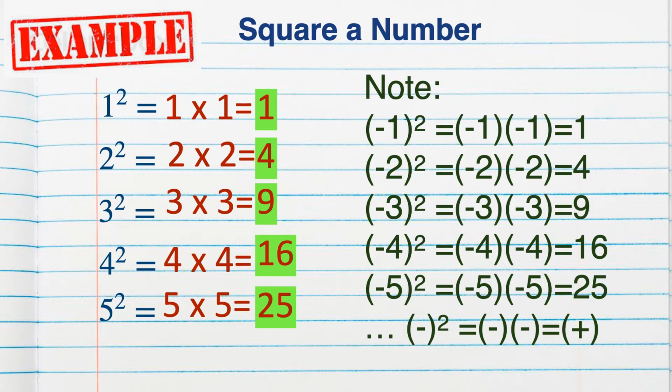Negative 1 square is negative 1 times negative 1, which equals positive 1. Negative 2 square is equal to negative 2 times negative 2, which equals positive 4. Negative 3 square equals negative 3 times negative 3, which equals positive 9. Have you started to notice something? That anytime you square a negative integer, the product is positive. Again, keep that in mind.